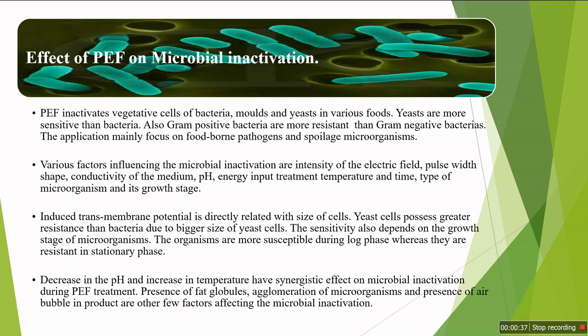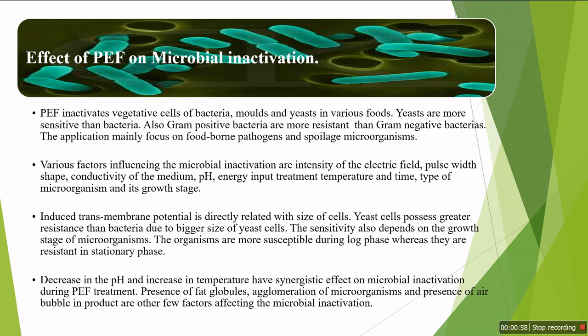Induced transmembrane potential is directly related with size of cells. Yeast cells possess greater resistance than bacteria due to bigger size of yeast cells. The sensitivity also depends on the growth stage of microorganisms. The organisms are more susceptible during log phase, whereas they are resistant in stationary phase.